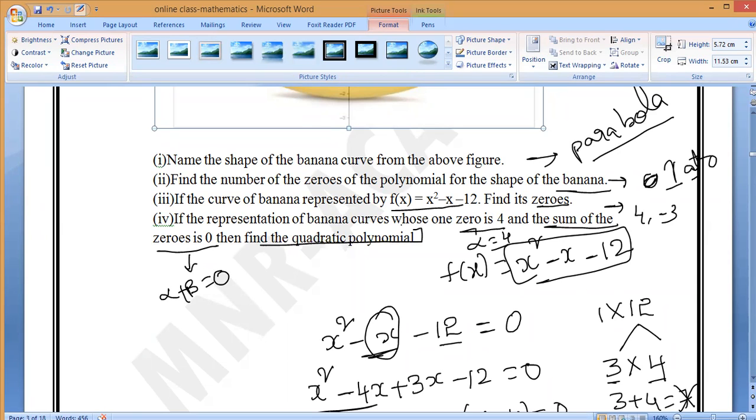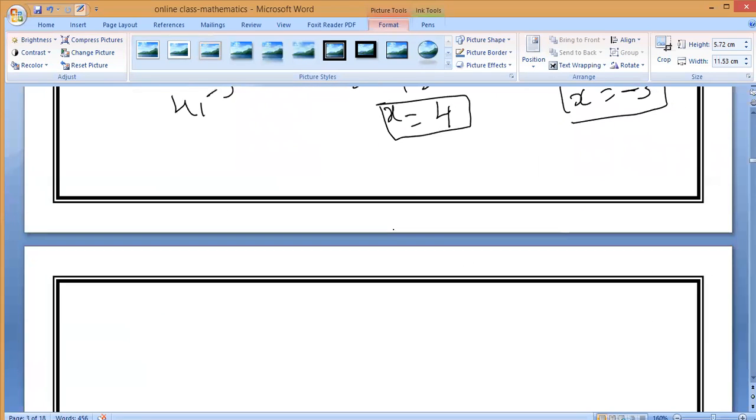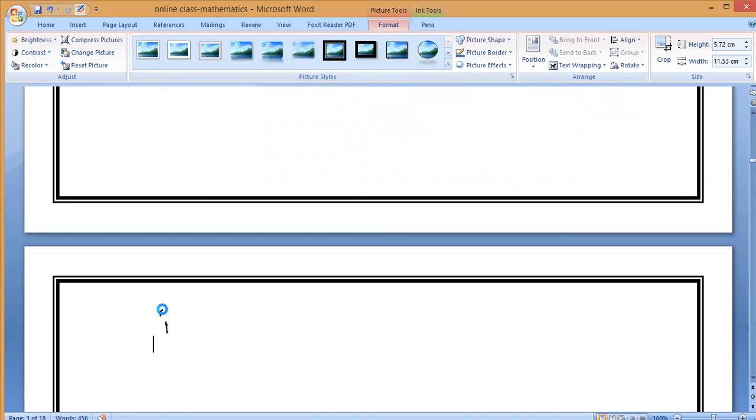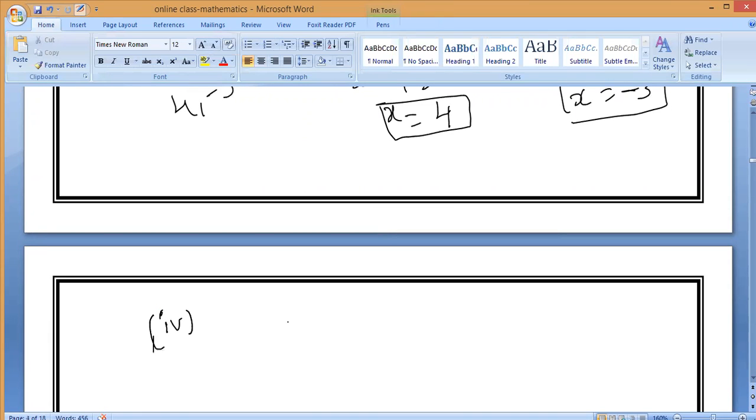Very easy question. What is given? One zero is given: alpha equal to 4, and the sum of the zeros equal to 0. Here two conditions are given. It means alpha is equal to 4, and alpha plus beta is equal to 0. Then find the quadratic polynomial.